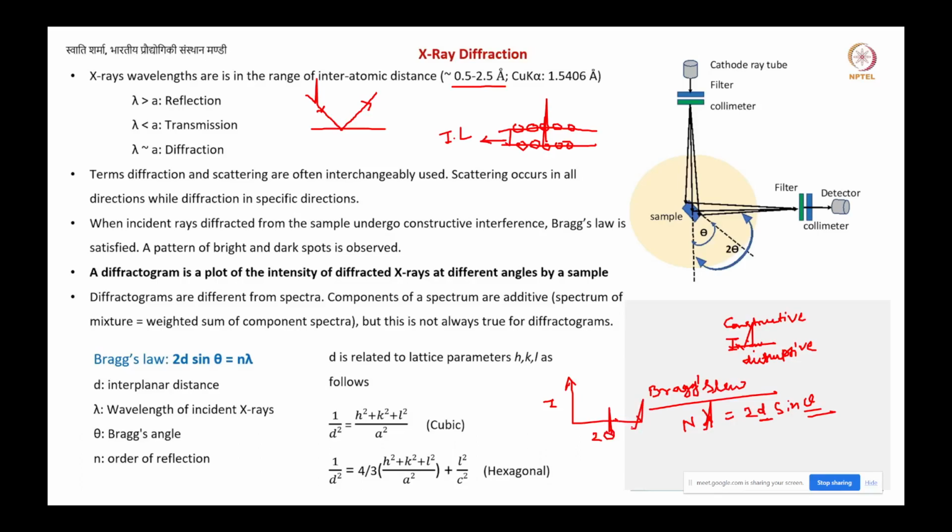Okay, so a diffractogram is a plot of intensity. On the y-axis it would be the intensity of diffracted X-ray at different angles by a sample. So here it would be your angle, at what angle your material is giving diffraction. At that particular angle, you will get a peak like this, and the intensity of this peak would be different, depending on your material.